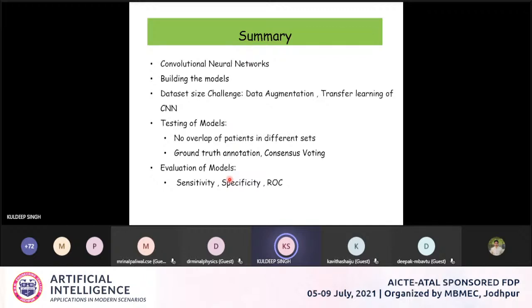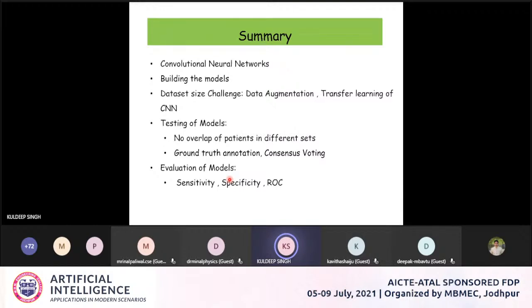So that's all from my side. Let's summarize what we have discussed, and then we'll have a demonstration on detection of COVID-19 from chest X-ray images. Basically, we discussed convolutional neural networks, what deep learning is, and how convolutional neural networks have become popular in recent times, giving a very high level of performance in different computer vision tasks.